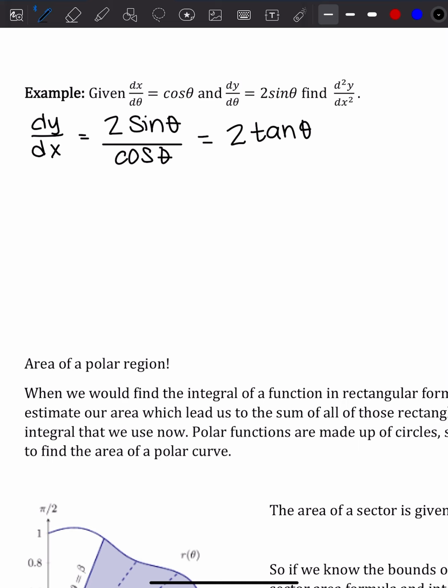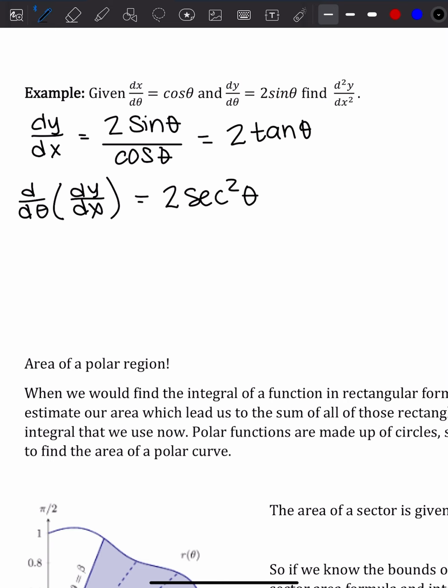So the next thing that we need to do is find the derivative of what we just found. So d over d theta. We want to take the derivative with respect to theta of the thing that we just found, dy over dx. This is going to be the top of my fraction. So the derivative of tangent of theta is secant squared, so we have 2 secant squared theta.